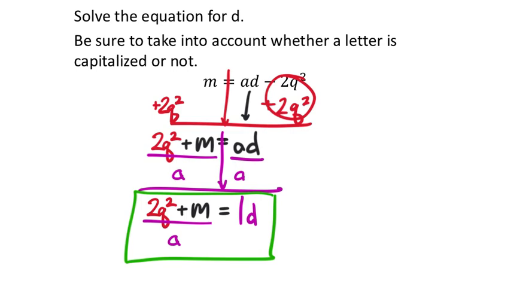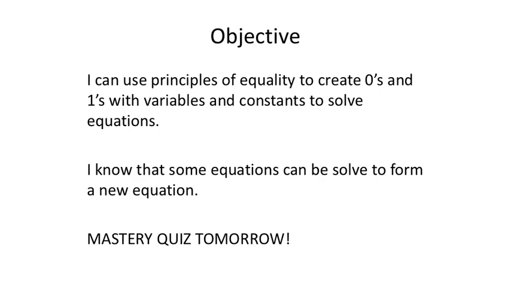But once again, when you put this into the assignment, it's likely you're going to have to use parentheses here for the numerator. Don't forget that, otherwise you may type it in incorrectly and it'll mark it wrong, but it's not that you've done it wrong, you've just typed it in wrong. There's our two objectives. Again, it's just working with literal equations. I can use principles of equality to make zeros and ones with variables and constants to solve equations. And I know that some equations can be solved to form a new equation, which is what we've seen. We've taken a formula and then created a new formula out of that formula for a specific variable.